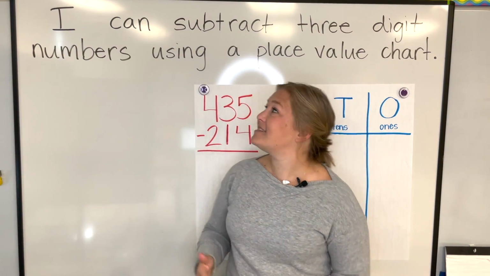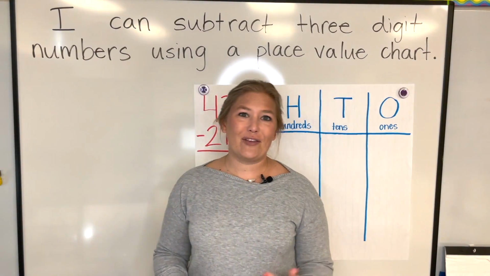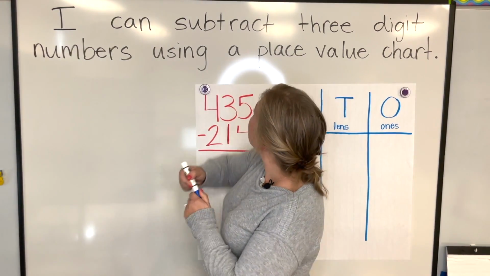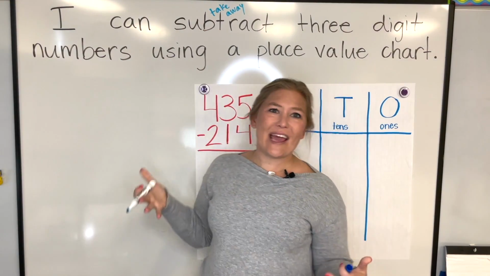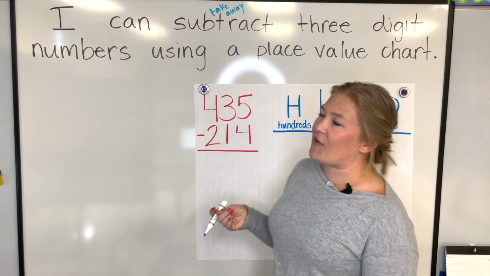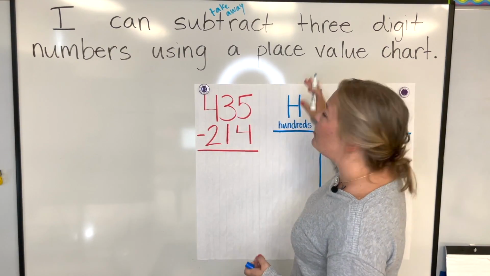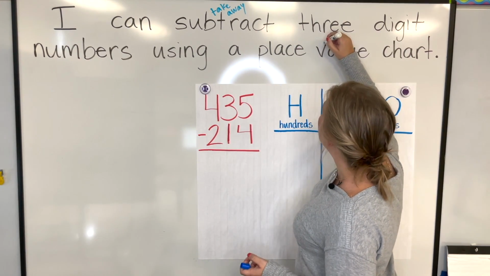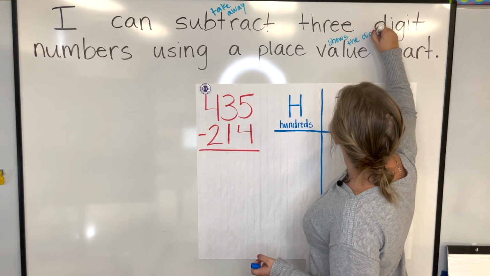Our I can statement today says, I can subtract 3-digit numbers using a place value chart. So we're going to be doing exactly that. We're going to be subtracting or taking away a 3-digit number, so a number that has 3 digits, and using a place value chart. So using that place value chart really shows us the value of each digit in a number. So we'll be able to break apart the number before we subtract. So using a place value chart, so a chart that shows the digits' values.